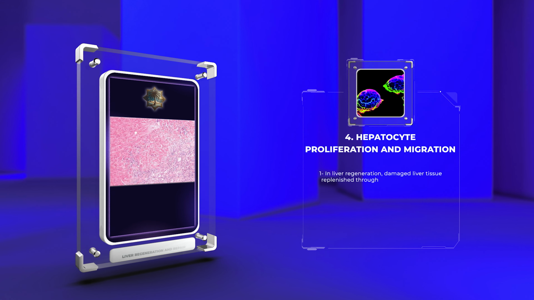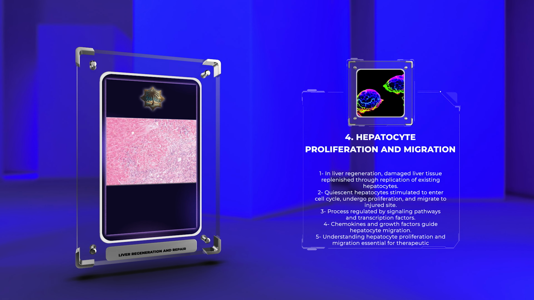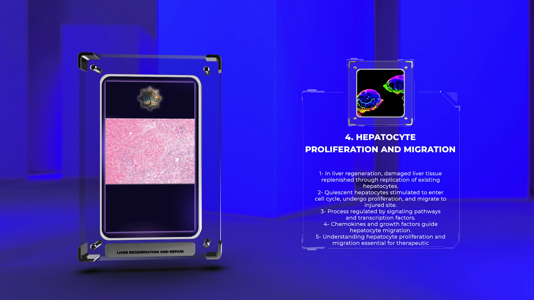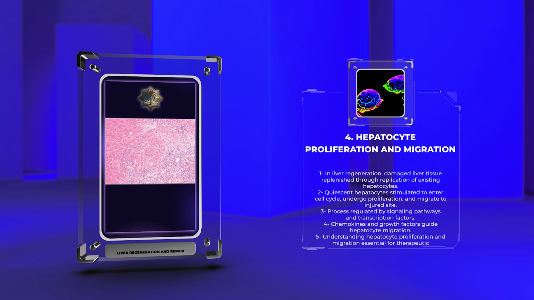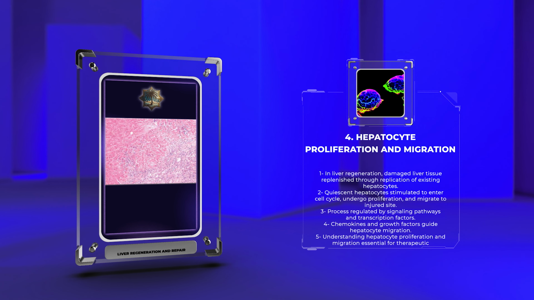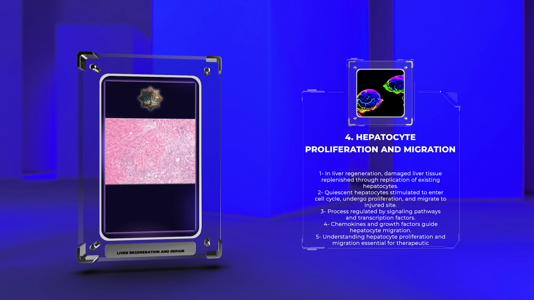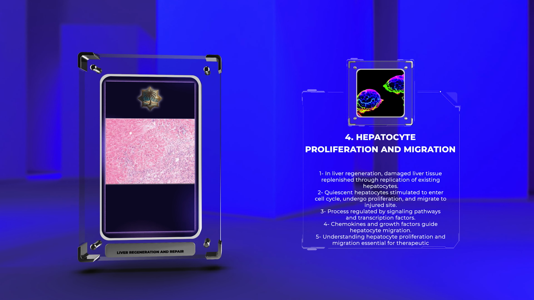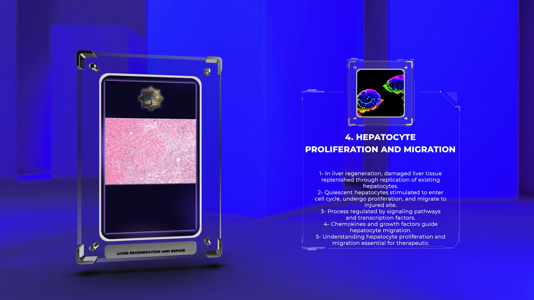In liver regeneration, damaged liver tissue is replenished primarily through replication of existing hepatocytes. Quiescent hepatocytes are stimulated to enter the cell cycle, undergo proliferation, and migrate to the injured site. This process is regulated by signaling pathways and transcription factors. Chemokines and growth factors guide hepatocyte migration. Understanding hepatocyte proliferation and migration is essential for therapeutic applications.